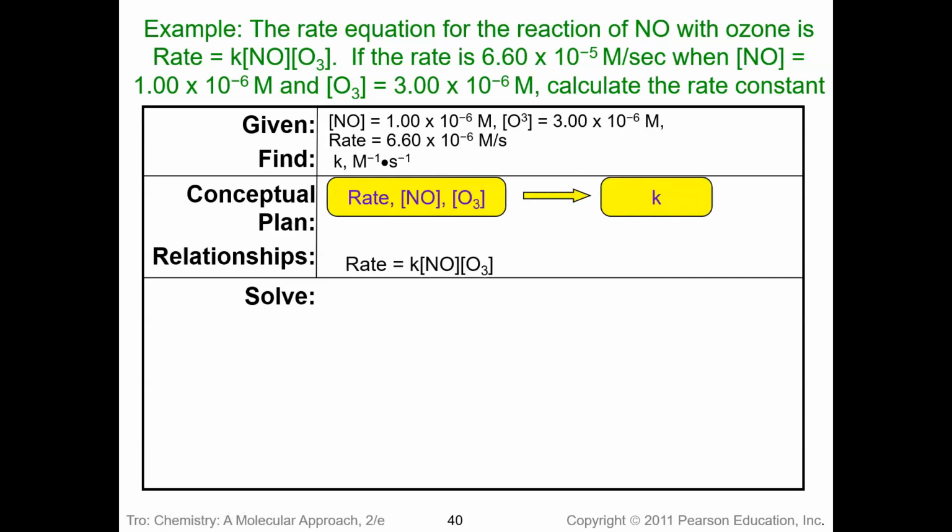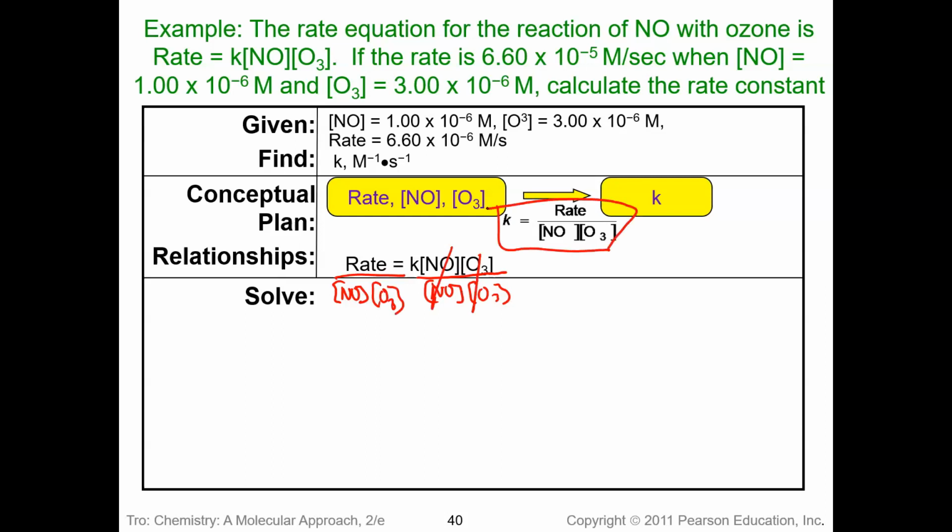Okay, so here's our rate. And then we're gonna just solve for K. When you solve for it, the numbers here sometimes get a little wacky, but it's just math, right? So we wanna divide by NO and O3. So it's rate divided by NO times O3, right? That's where we get our equation.